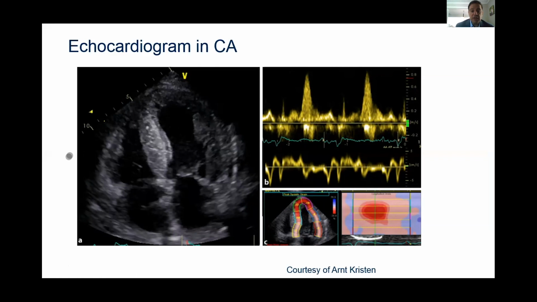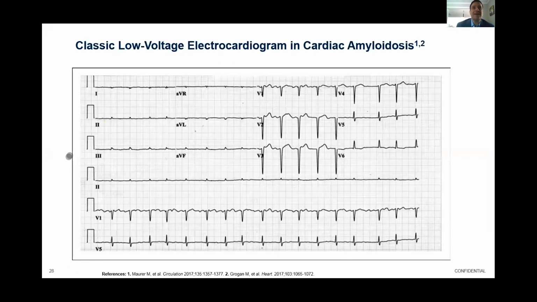And it's often looking at the echo with the electrocardiogram that can also further strengthen the suspicion. Now, I'm showing you a classic low voltage EKG seen in cardiac amyloid, where you have less than 5 millimeters in all the limb leads, less than 10 in the precordial leads, and what we call a pseudo-infarct pattern. It looks like this patient's had a previous anteroseptal MI.